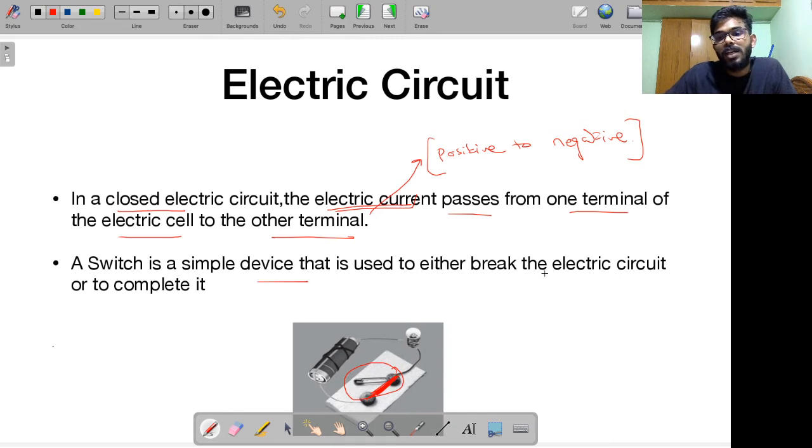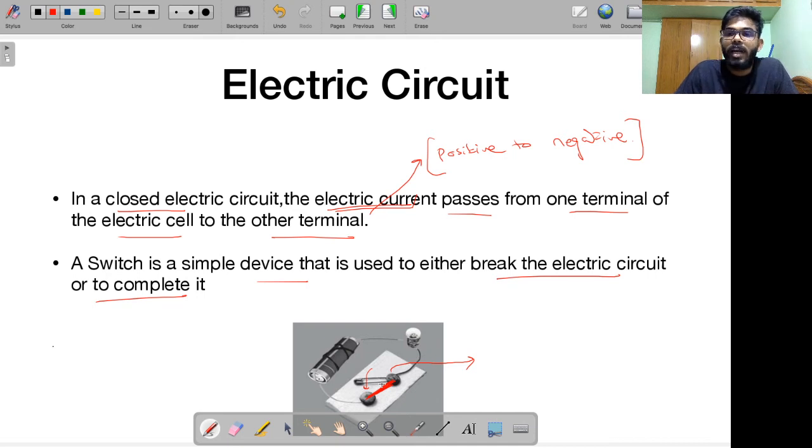It's a simple device that is used to break the electric circuit or to complete it. So, in this case, if I keep this pin like this, what happens? It's an open circuit, so that means the circuit is broken. So there is no electricity passing through. What I can do is push the pin over here so that these two ends can touch. That means I'm completing the circuit. That means I have a closed circuit.